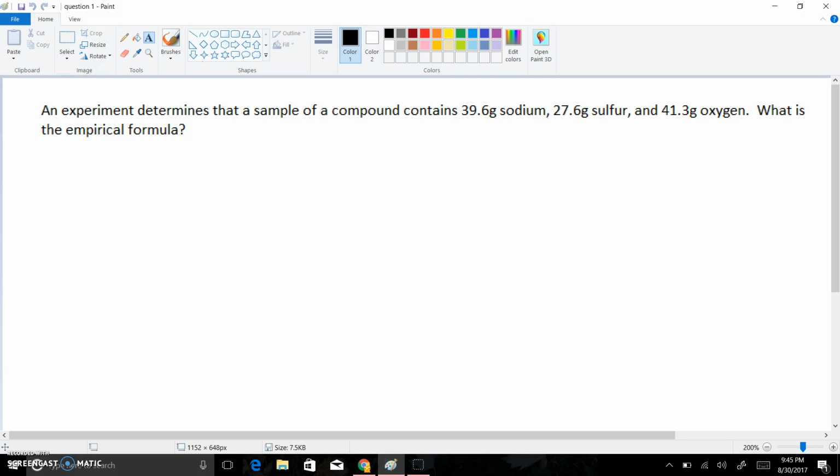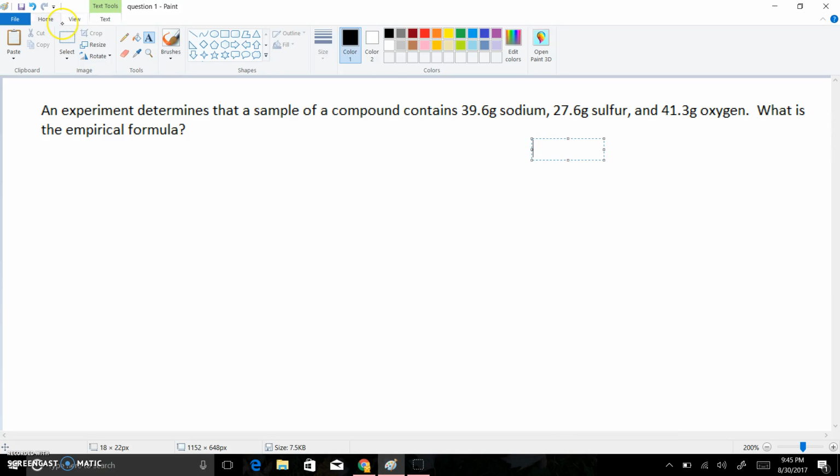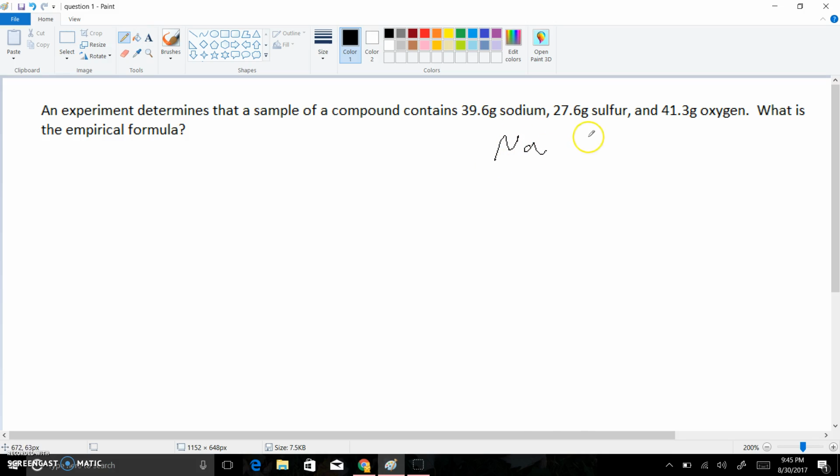An experiment determines that a sample of compound contains sodium, Na, oh buggers. Try this again. It contains Na, S, and O, and it wants to know the empirical formula. In other words, it wants to know what numbers go right here. Now, one thing for sure is it won't be Na 39.6, S 27.6, and O 41.3.